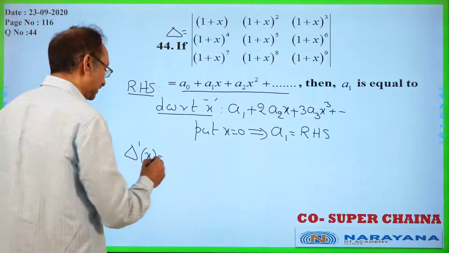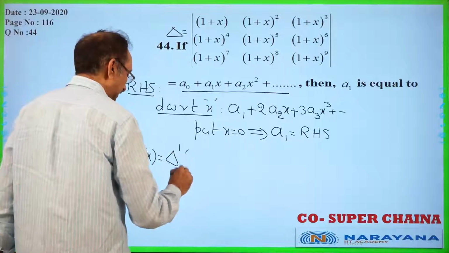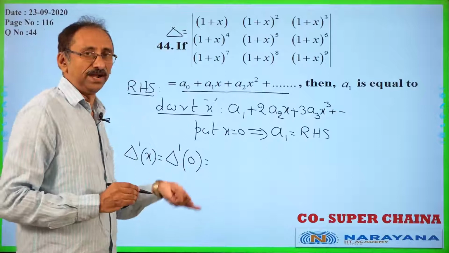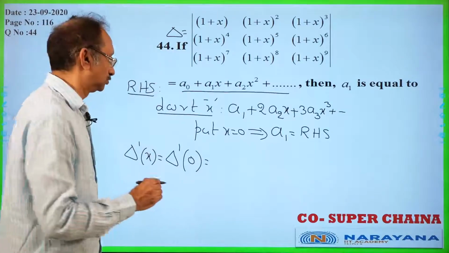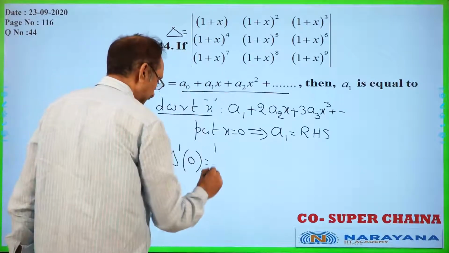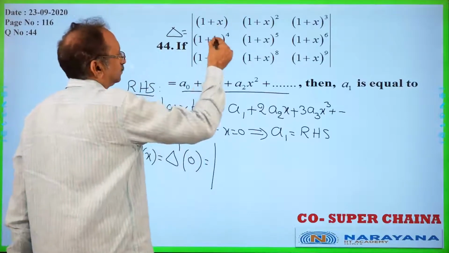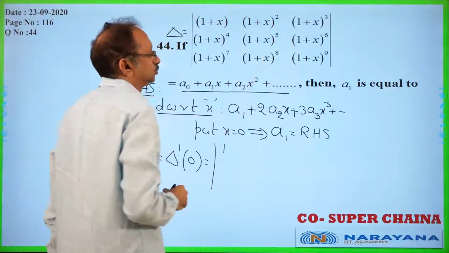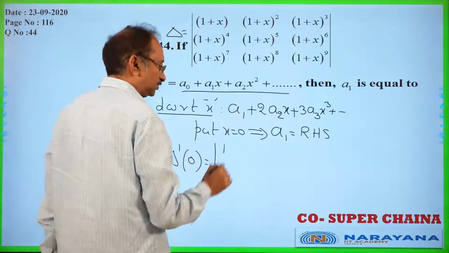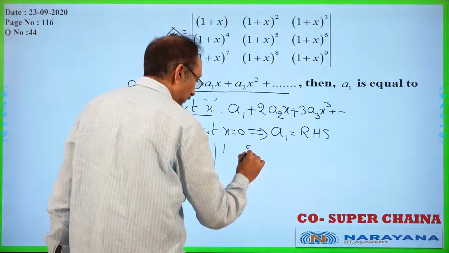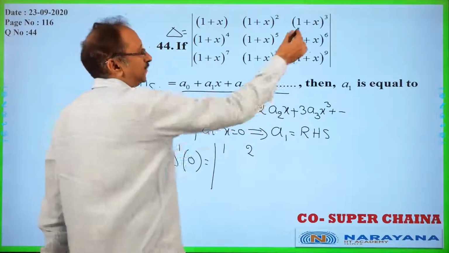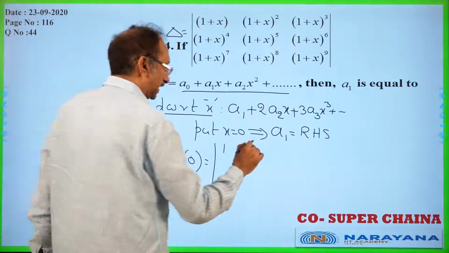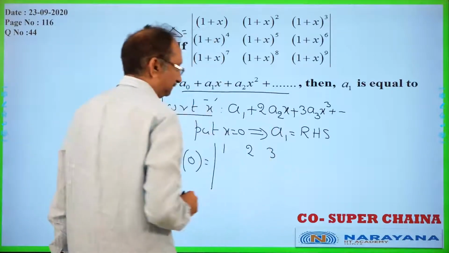Therefore, what we will do is, I will find at once delta dash 0. See, I am differentiating and I am substituting x is equal to 0. First of all, what is the derivative of this? 1. What is the derivative of this? 2 into 1 plus x. By substituting x is equal to 0, you will get 2. What is the derivative of this? 3 into 1 plus x whole square. By substituting x is equal to 0, you will get 3.